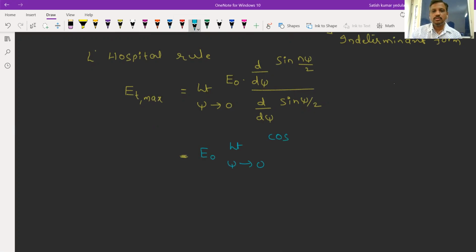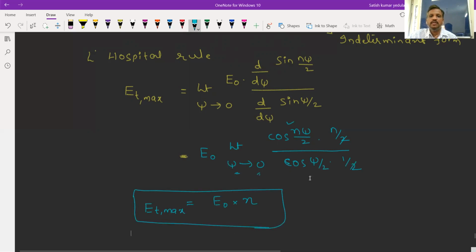Limit ψ tending to 0, d/dψ of sin(ψ/2) is cos(nψ/2) into, again differentiating nψ/2 with respect to ψ, you get n/2, by d/dψ of sin(ψ/2) is cos(ψ/2), and again d/dψ of ψ/2 is 1/2. The 1/2 factors will get cancelled. When ψ tends to 0, cos(nψ/2) by cos(ψ/2) will be cos 0 by cos 0, that will become 1 by 1, that is E0 into what is left, only n, which is your Et max.